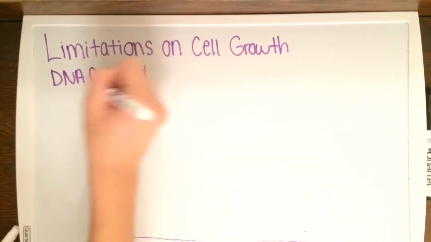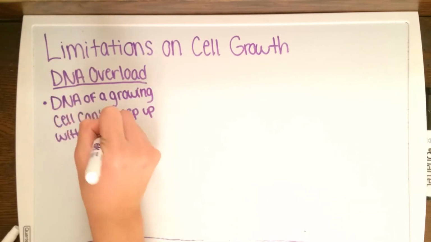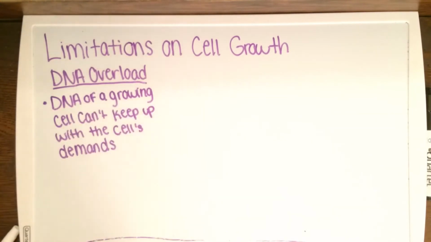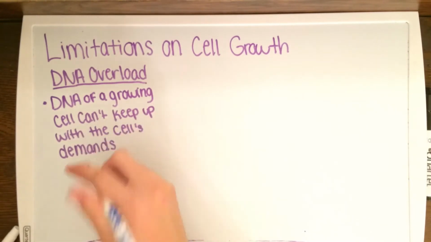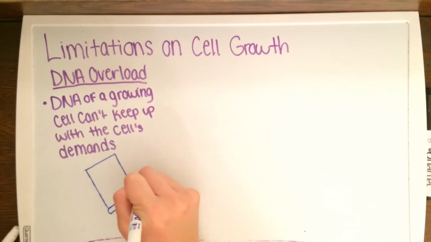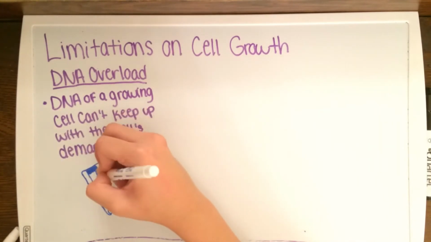But why do cells divide? Why don't they keep growing forever? Cells divide because of 2 limitations on cell growth: DNA overload and problems during material exchange. As the cell grows, more demands are placed on the DNA. The cell will have more trouble moving materials across the cell membrane.